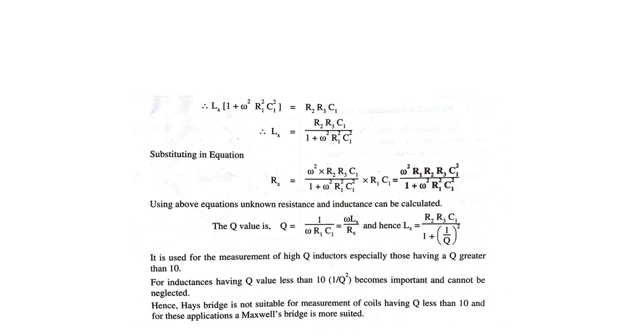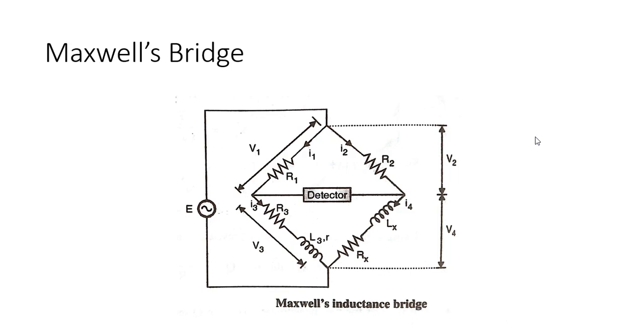Okay, so this is the basic difference between Hayes bridge and Maxwell's bridge. Now we have to discuss the Maxwell's bridge. Just keep one thing in mind: Hayes bridge is used for measurement of Q factor more than 10. For Q factor less than 10 we have to move towards the Maxwell's bridge, which is pretty similar to this Hayes bridge. So let us start with that Maxwell inductance bridge.